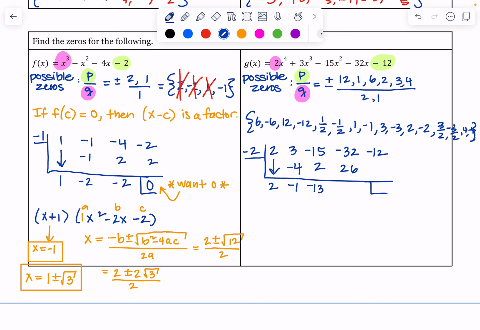I just want to be very careful. I'm going to double check. I think it's 6. I just don't want to mess up. Yep, negative 6, multiply, and then add. So I did get 0. So that means that negative 2 is a 0 for this polynomial.